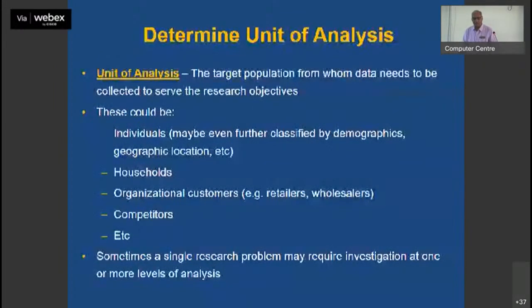Determine the unit of the analysis whenever you want to go, whether household, owner of the household, or the senior person of the household, or the female of the household, who is the owner, that you have to see. Competitors, companies, all.